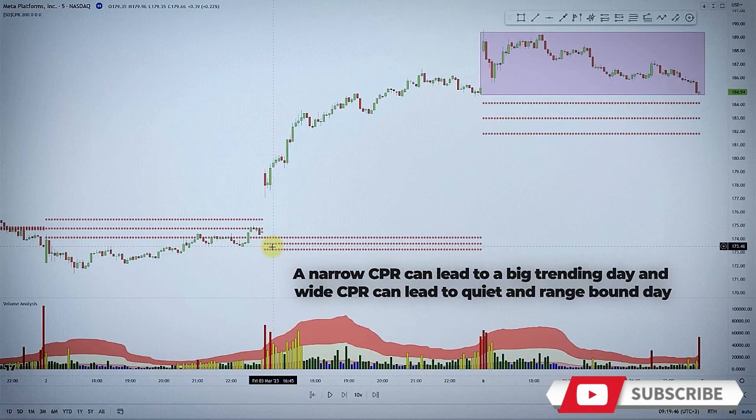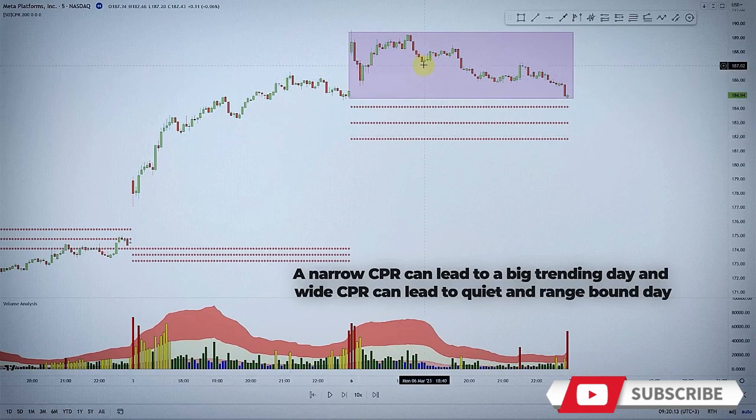Another observation is that a narrow central pivot range can lead to a big trending day, and the wide central pivot range can lead to quiet and range-bound days. In this example, you can see a very narrow range day, which led to a huge move during the day. Observe how the price was trending in one direction, with lots of momentum. And of course, after such a strong trending day, the next day was a wide range CPR with sideways price action. This is an efficient way to analyze price, quite different from the classic price action techniques.